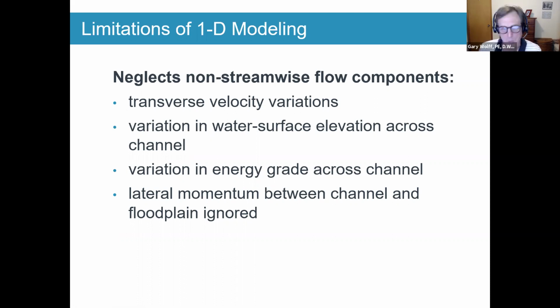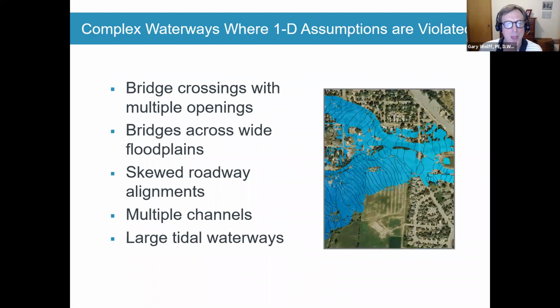So what I want to talk about now is where that really can become a problem when we're doing something like a hydraulic bridge design. So if you have a bridge across a really wide floodplain, and maybe there are multiple bridge openings in that waterway, the road may be really skewed to the flow, maybe you have multiple channels, or maybe you're in a large tidal waterway. All these scenarios lead to where those one-dimensional assumptions really start to become pretty weak, and we need a better tool for those kinds of scenarios.